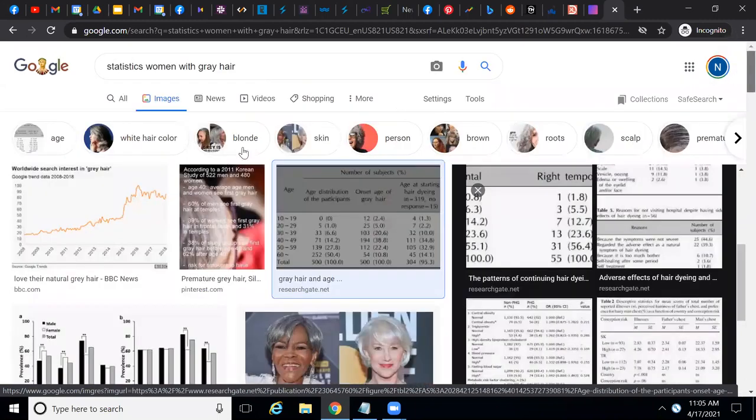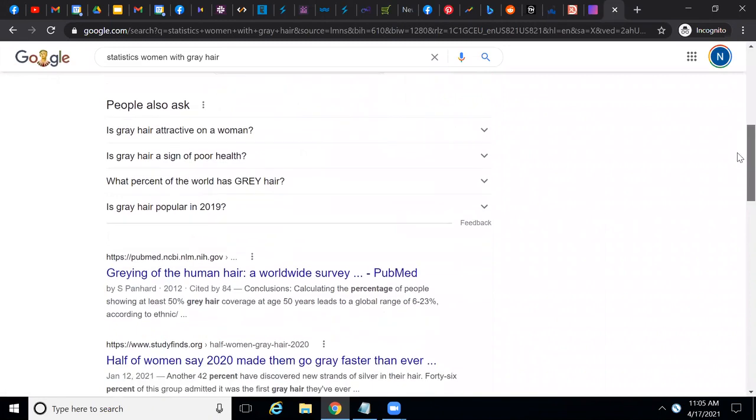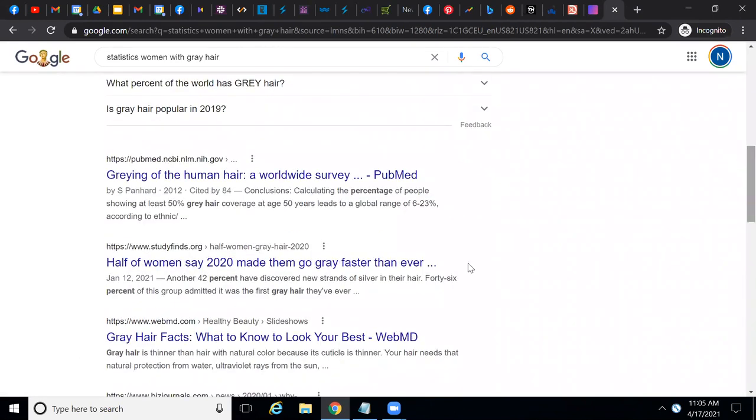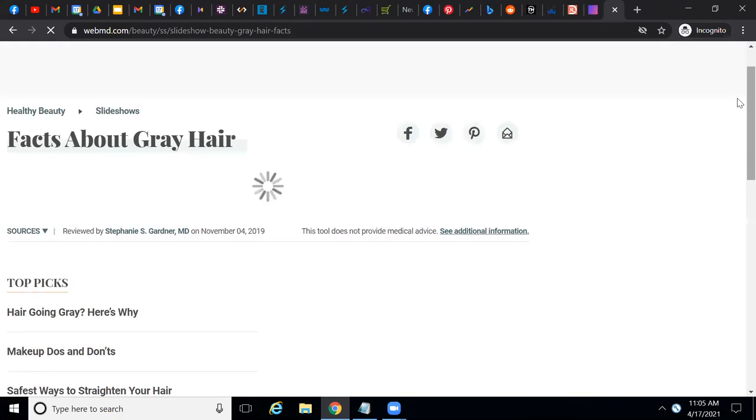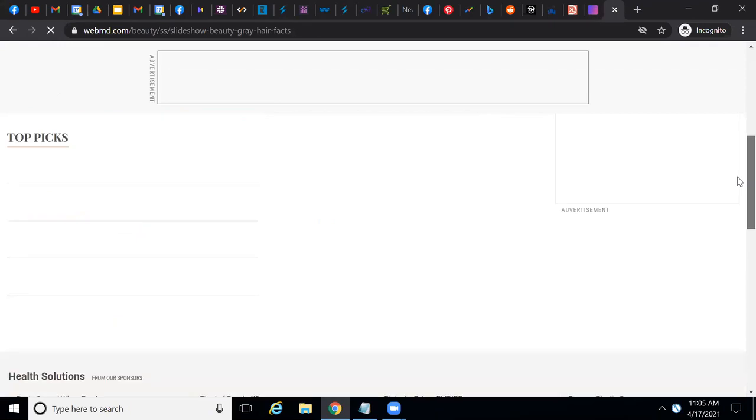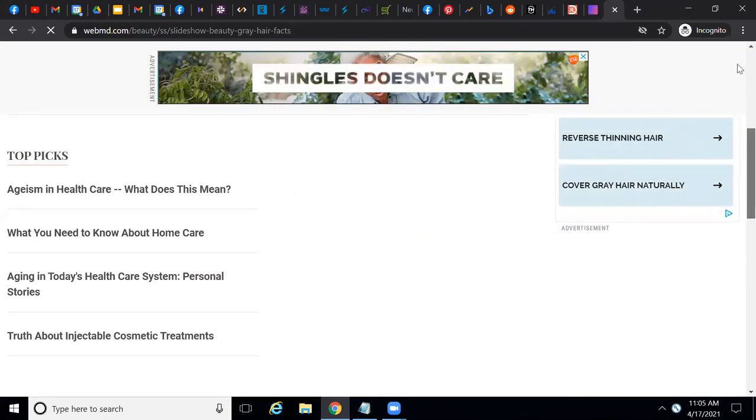Okay. Now let me go see. That's images. Let me go back over here. Let's see what statistical data. So how attractive is gray hair in 2019? Signs of good health, signs of bad health. Okay, gray hair, human hair survey. Half of women say in 2020, gray hair faster. Gray hair facts by WebMD. Let's see what kind of facts they have. I'm always interested. I'm interested in statistical data that somebody took the time to actually pull together around gray hair.